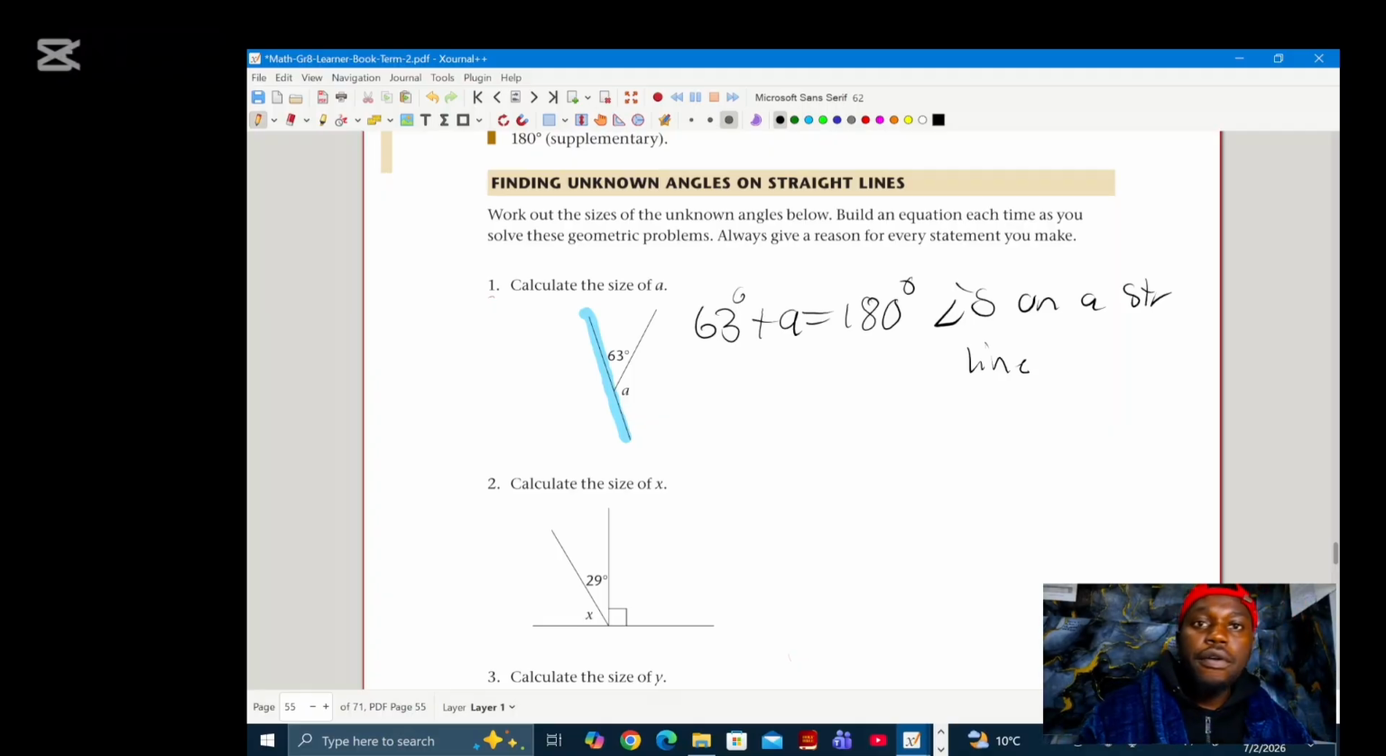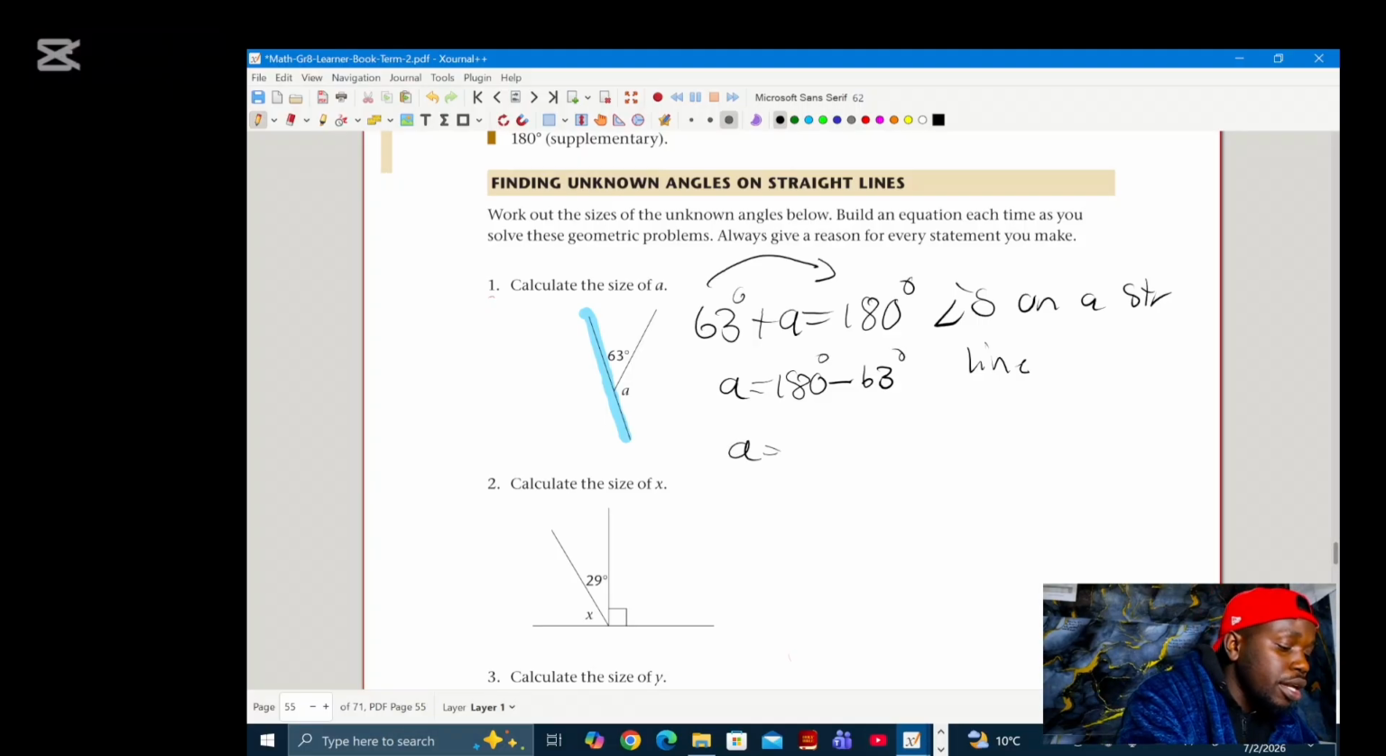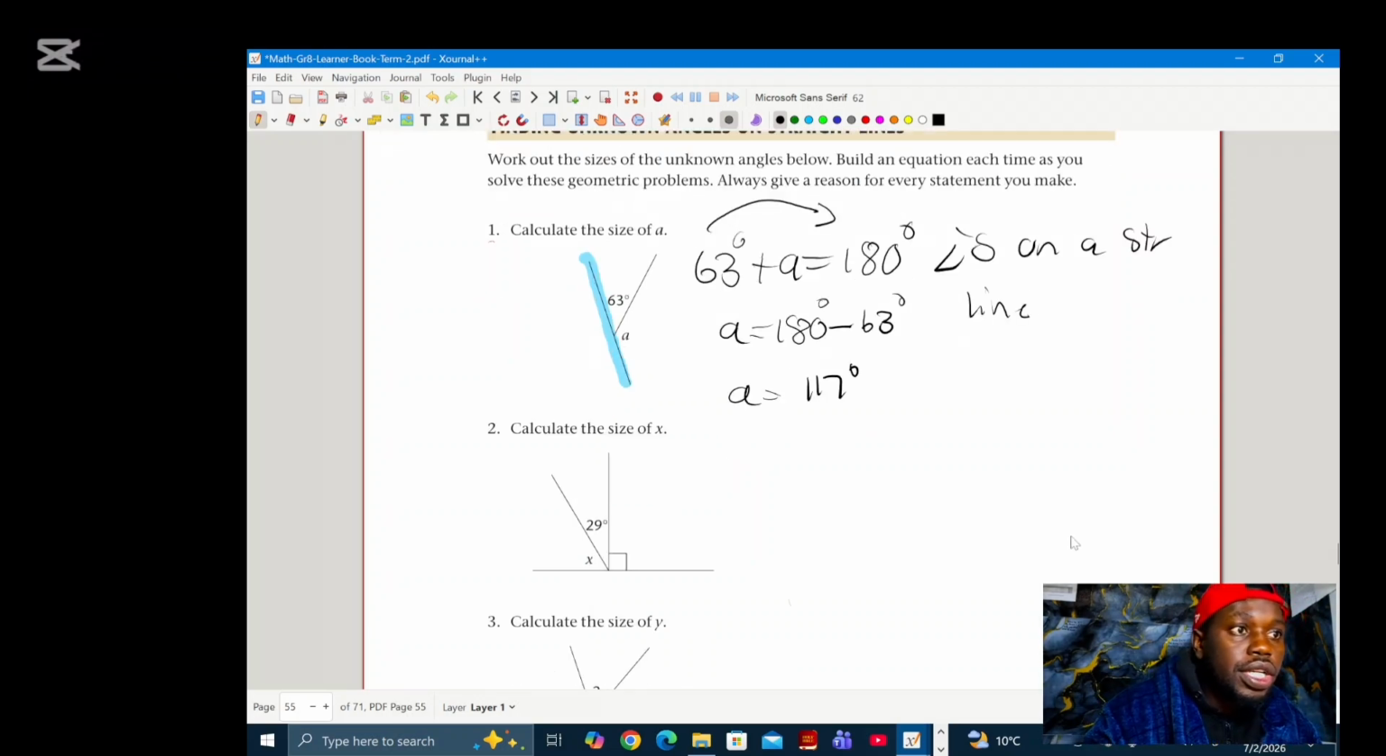Remember, algebra is coming back. Solving for x is coming back. Solving for unknowns is coming back. Then we need to solve for A. How do we solve for A? We want A to be left alone, so we take 63 to the other side. 63 was positive; when it goes to the other side of the equal sign, it becomes negative. Therefore, A is equal to 180 minus 63 degrees. These are all degrees, guys. You punch this into your calculator: 180 minus 63, you get 117 degrees. Good. Let's do the next one.